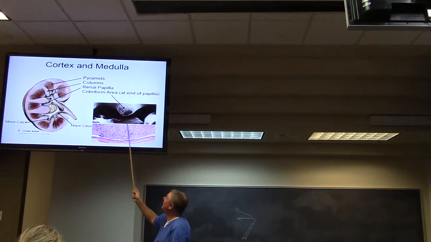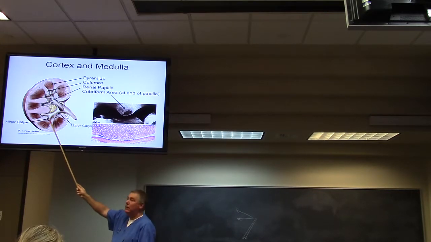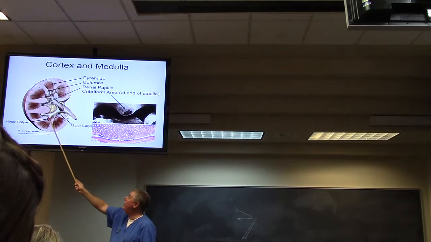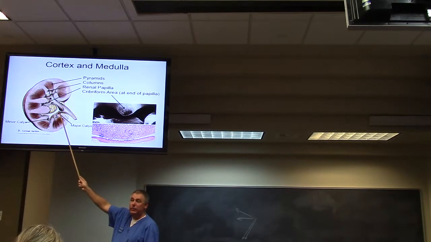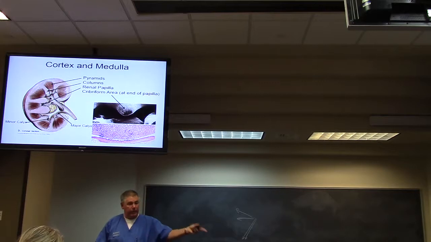And it collects into this space here, which is the minor calyx. You have about a dozen or so minor calyces. 3 or 4 of them will drain into what's called a major calyx. So you have maybe around 4 major calyces. The 4 major calyces drain into the pelvis. From the pelvis, it gets into the ureter.